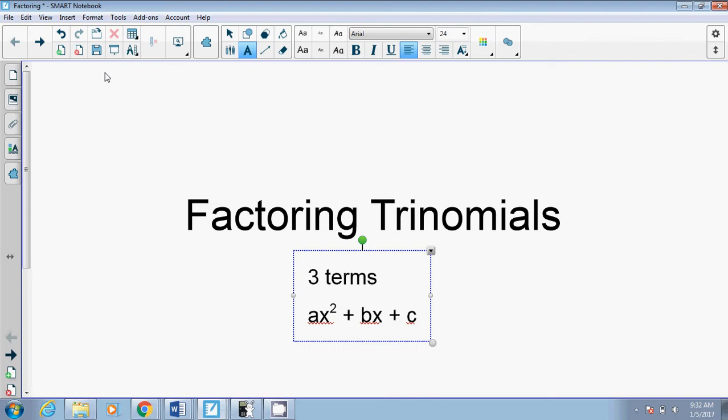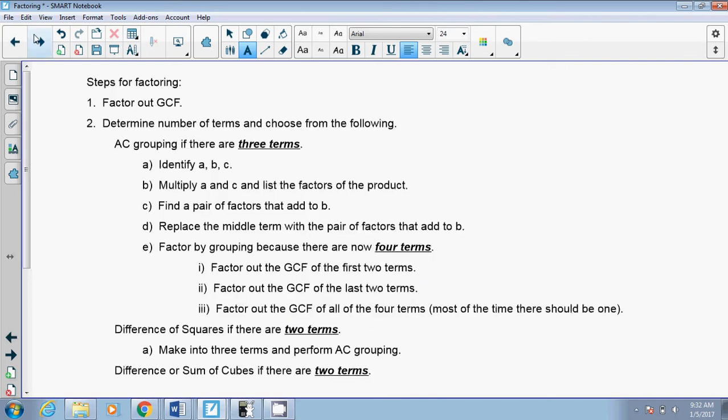So there are a few steps to going through and factoring. This is just a general factoring overview. We're specifically going to be looking at three terms in this section. But the first thing you always want to do when you're factoring is you want to factor out the greatest common factor. So if there's a GCF, pull it out first. That'll simplify your math, it'll simplify your numbers, it'll make your life a lot easier.